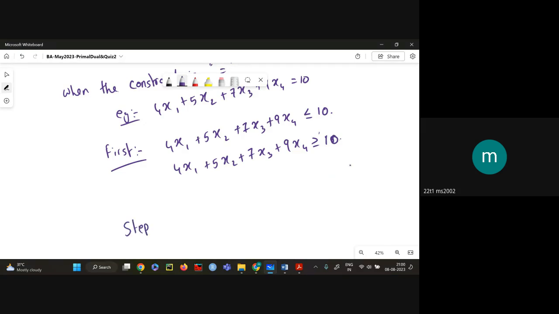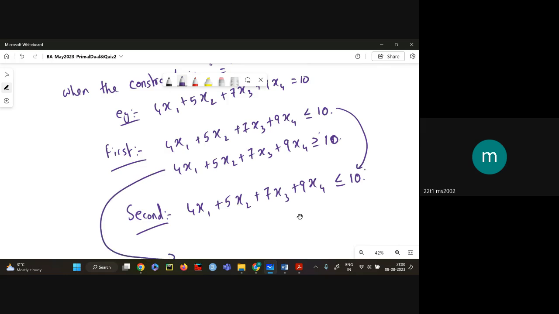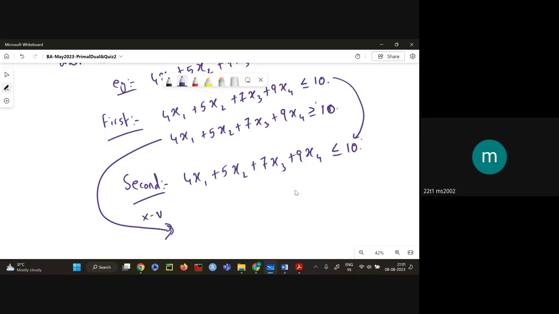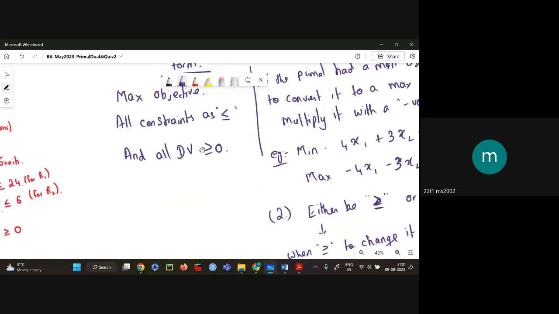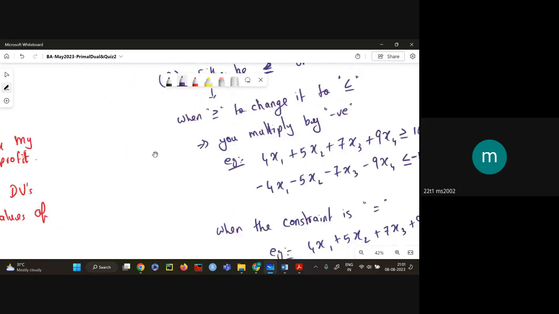So in step 2, the second step, what I would do is multiply this by a -1. So I will have 4x1 plus 5x2 plus 7x3 plus 9x4 less than or equal to 10. This one will just come. For this one, I will multiply by a negative sign, applying the previous scenario. So what will happen? Minus 4x1 minus 5x2 minus 7x3 minus 9x4 is less than or equal to minus 10. So an equal to constraint is now converted into two less than or equal to constraints of the standard form, and I've got all my constraints in the standard form of less than or equal to. Okay, everyone clear up to this point?